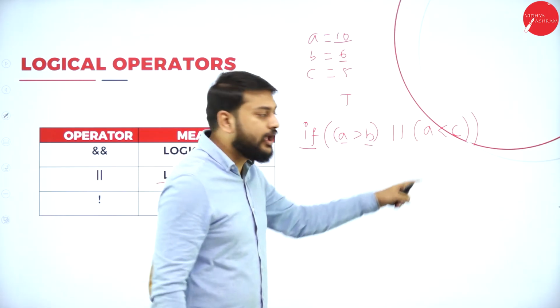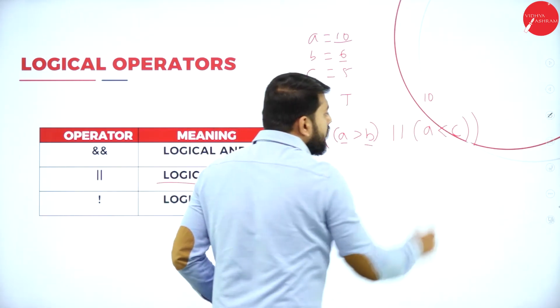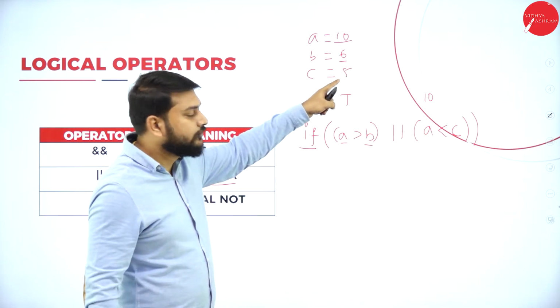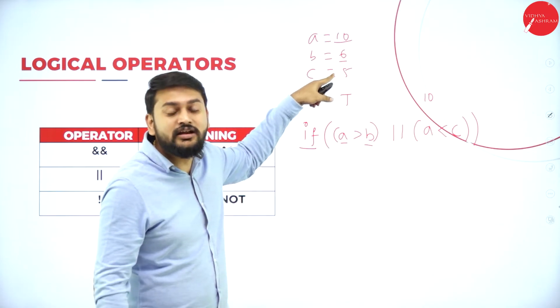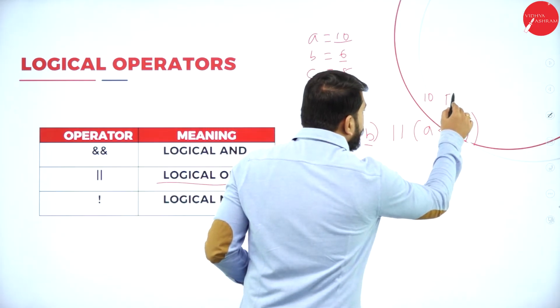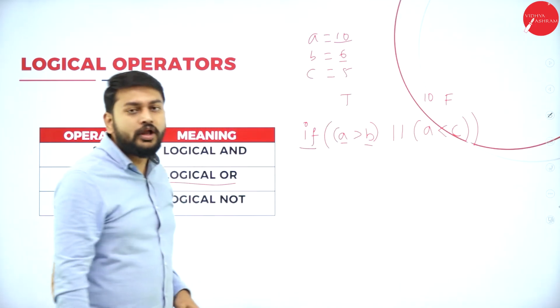So I have 10. A is less than C. C is 5, so 10 is less than 5. Is it true? No, it is not true. It is false.